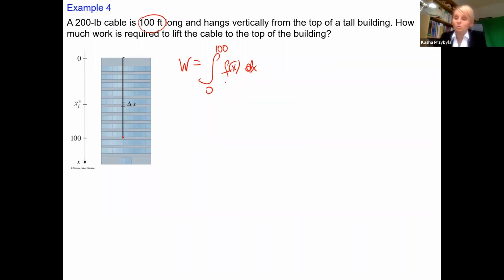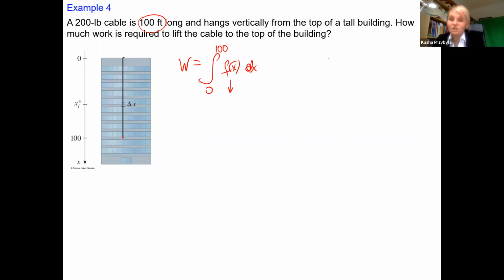But the thing is, what is the formula for the force? Let's make it a little bit easier maybe. We have to integrate because the weight is different everywhere. The force, of course, is the weight, but we have to know what is the weight of 1 foot. Can you tell me what will be the weight of 1 foot?